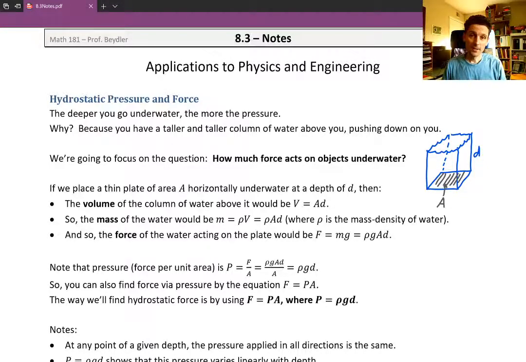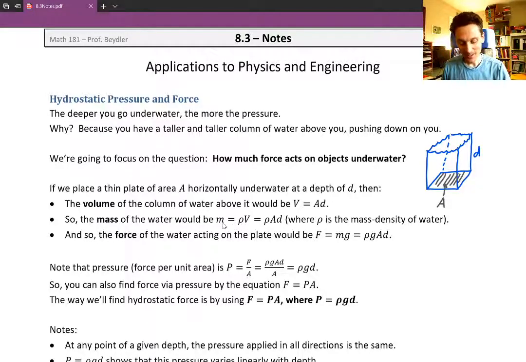And then we can go on and find the mass of the water, which would be given by the mass density rho. This is something that we used in section 6.4 when we were talking about the work involved in pumping liquid out of a tank. We used rho there to represent weight density as well. So we have mass density. I keep saying the wrong thing.